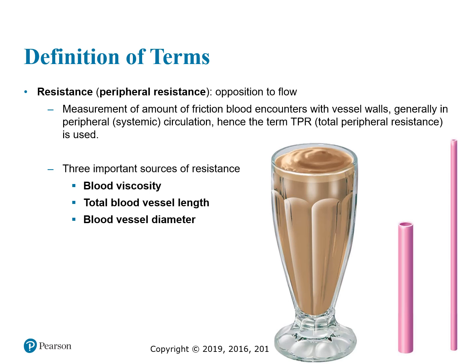Another term we need to know is resistance. What is resistance? It is opposition to flow. It is the measurement of the amount of friction which the blood encounters with the blood vessels. Generally, it is more in the peripheral or the systemic circulation. So that's why we use the term total peripheral resistance, that is how much resistance there is to the flow of the blood. And there are three important factors which affect resistance.